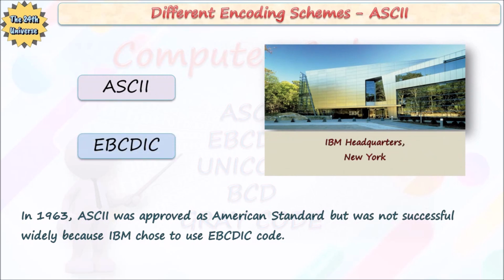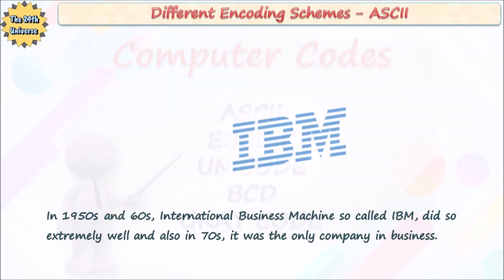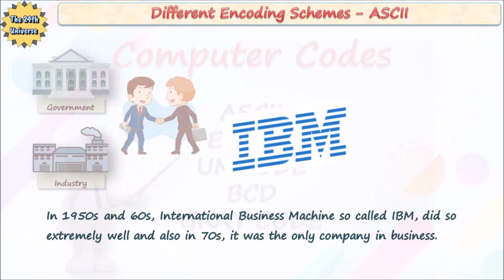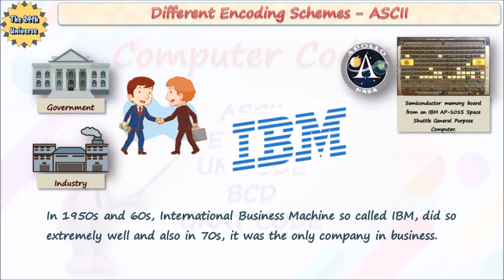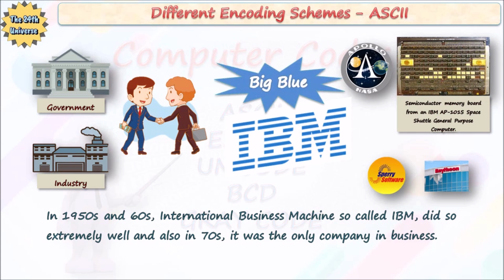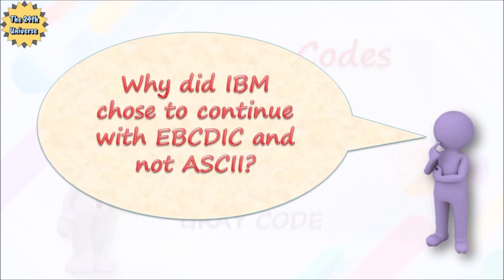but was not successful widely because IBM chose not to use ASCII code. In the 1950s and 60s, International Business Machines, so called IBM, did extremely well, and also in the 70s it was the only company in business. Also, IBM was the first to enter into business and to build trust and long-standing relationships with the customers of government and industry. Even in NASA's Apollo missions, IBM computers were used. There were other players in the emerging IT industry, but in terms of market share and revenues, they faded in comparison to Big Blue. Well, that's what they nicknamed IBM.